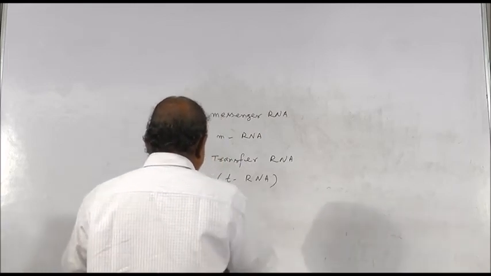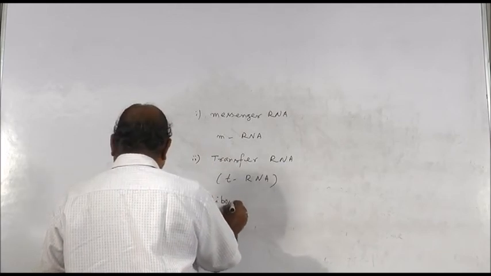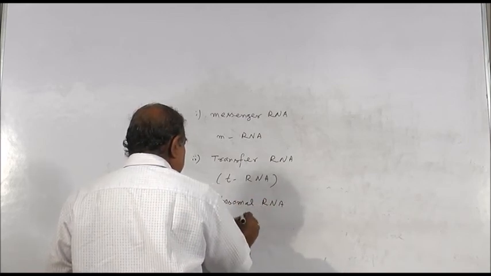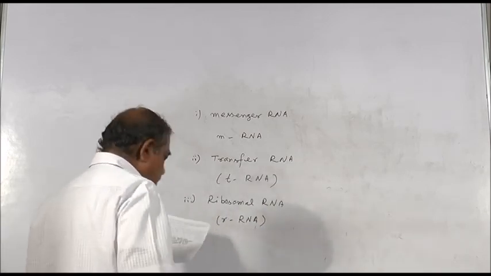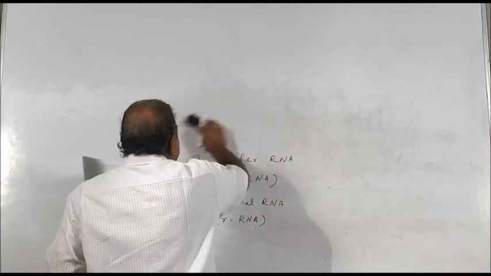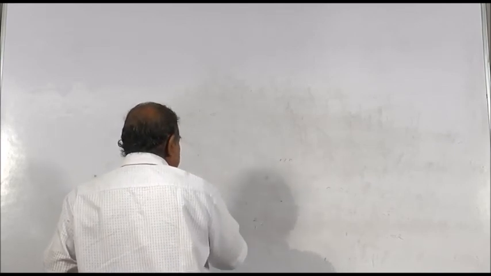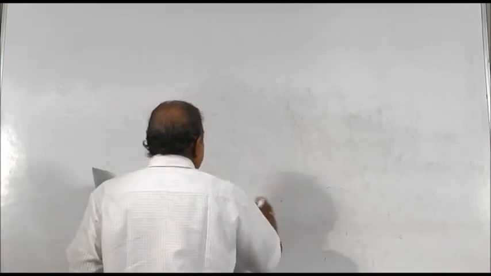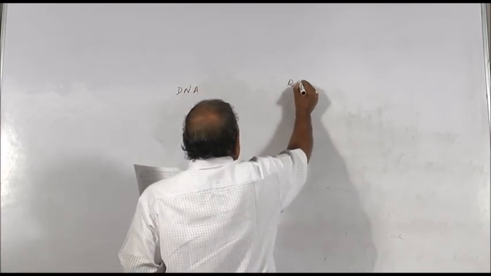polypeptide chains. The third one is ribosomal RNA, or rRNA. It forms an integral part of the ribosomal structure. Next I shall discuss. So there are 3 types: messenger RNA, transfer RNA, and ribosomal RNA. Now the distinction, or difference, between DNA and RNA.